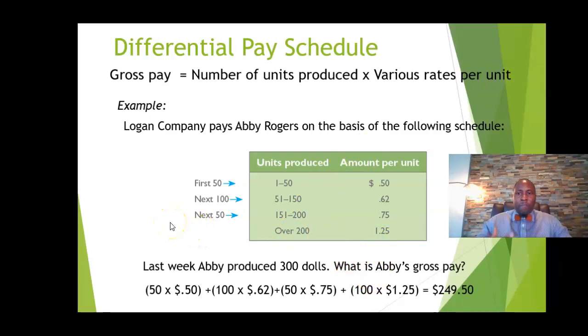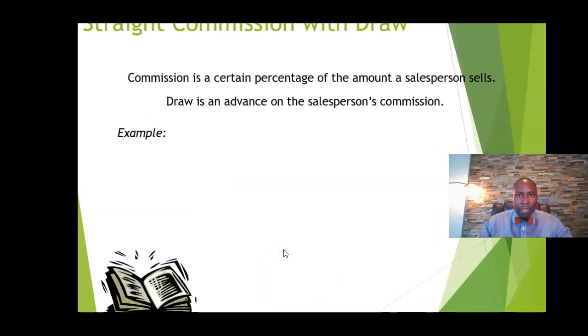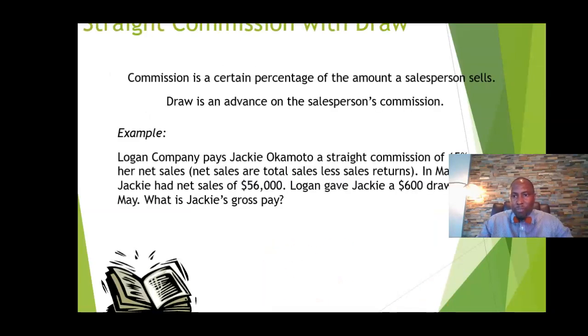So when you have a differential pay scale, your pay is different based upon your level of productivity. So we multiply these numbers out, add them all together. The total gross pay equals $249.50. Not bad, Abby.